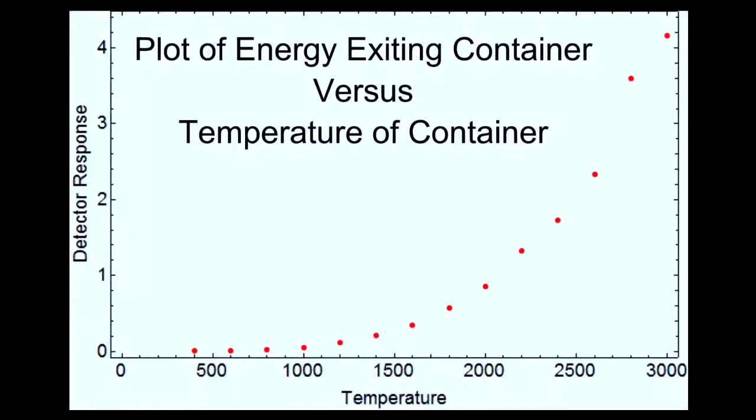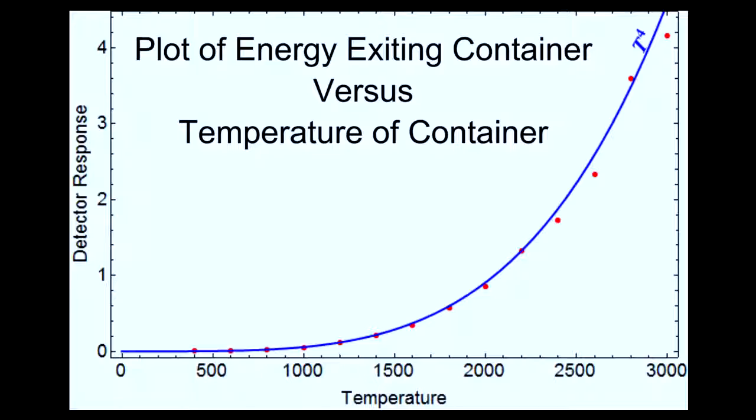They plotted their data like this, with detector response on the y-axis and temperature on the x-axis. The red dots show their measurements. Then they tried to fit the data to various curves. The data didn't fit a T-squared curve. It didn't fit a T-cubed curve. There was a very good match with a T to the fourth curve.